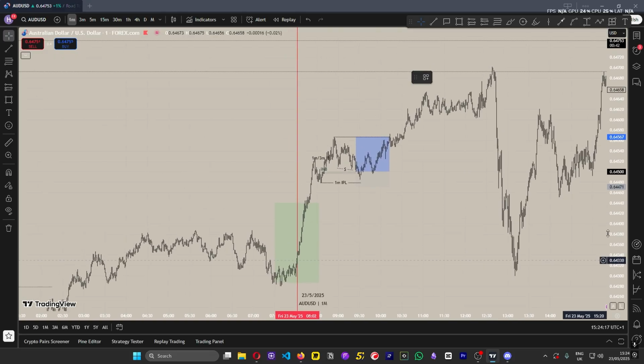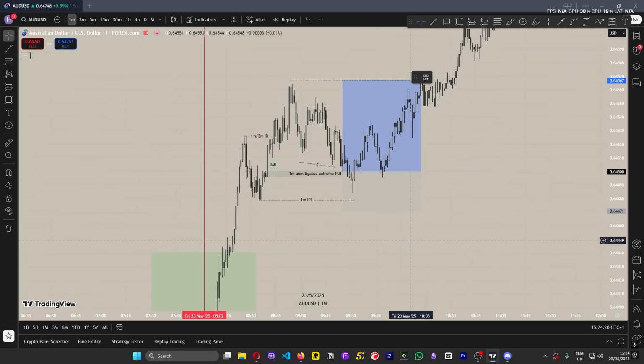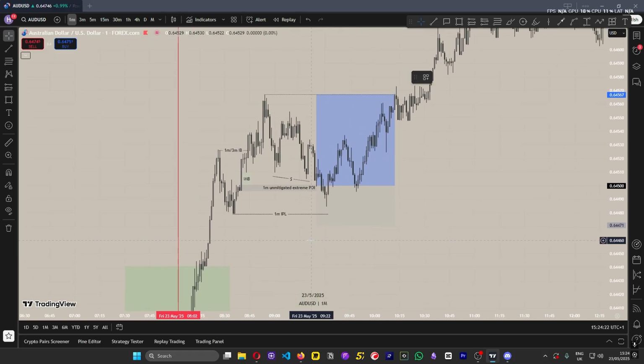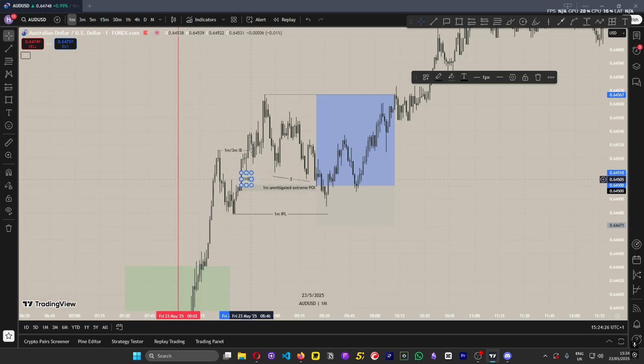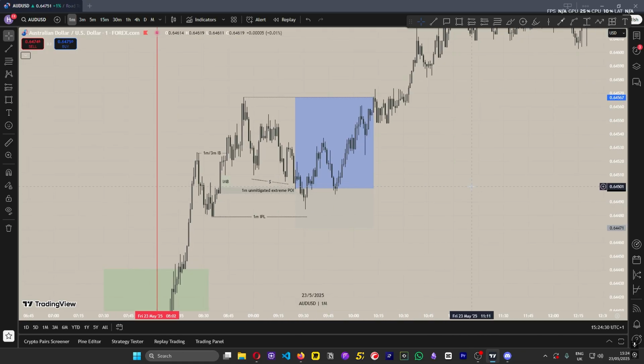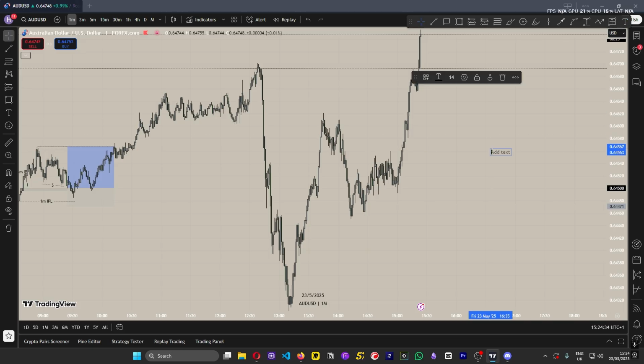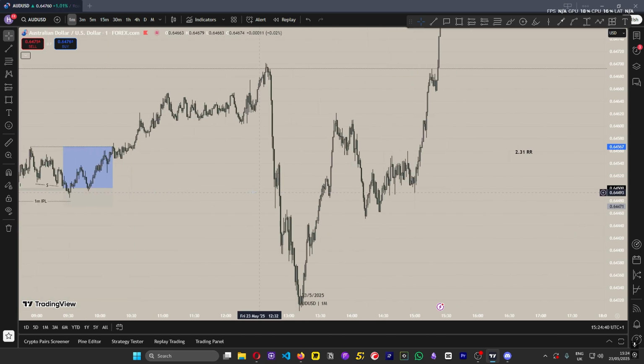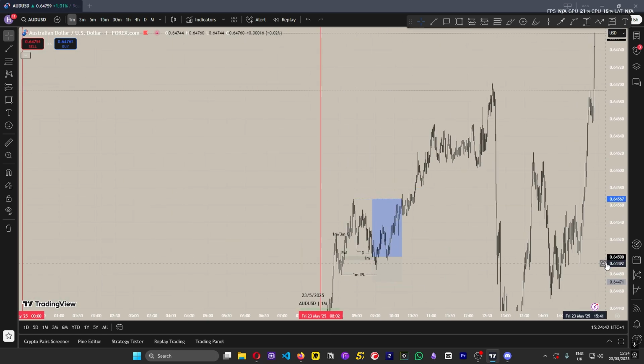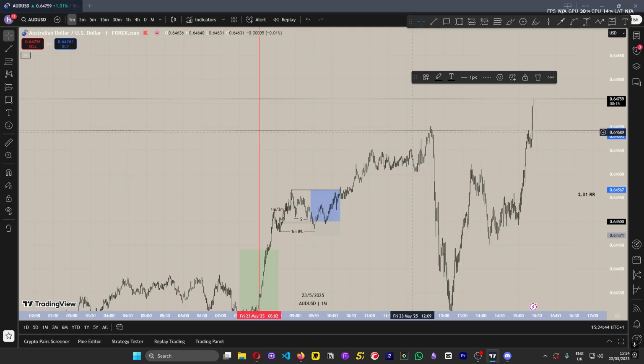So all I did was come in, look for a continuation, moving in the same direction of where we are trying to go. So you got imbalance, which is one of my confluences, inducement, simple entry, 2.31 risk to reward. Let me just put that down so we can take a look at that later. So 2.31 RR. And then, I mean, our target was right here, I think. Yeah, this was our target.